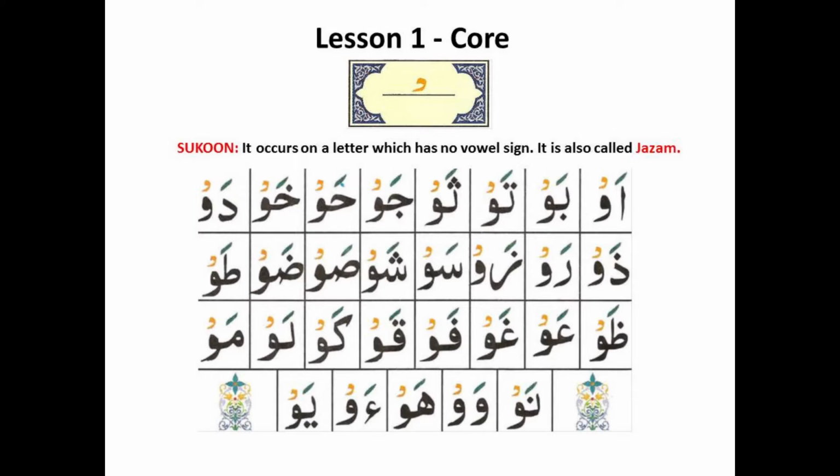Jazm occurs on letters that don't have any vowel signs. So basically any letters that don't have zabar, zir, pesh, do zabar, do zir, do pesh, etc. When we see a jazm, we join the letter that has a jazm to the letter before it. So let's go through some letters to see how we join them and read them with a jazm.